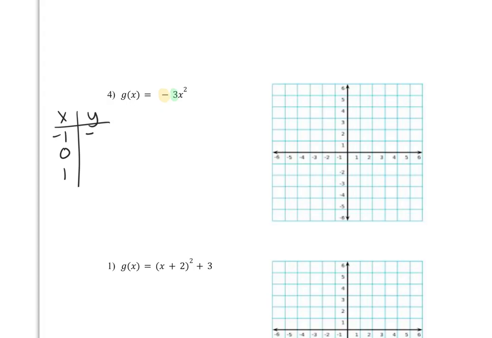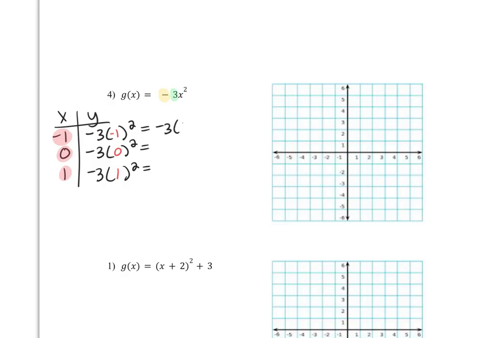So I have my negative sign. I have my 3, parentheses where my x is supposed to go. Have my -3, parentheses, squared. My x value is what we're putting inside those parentheses. So I have -1, I have 0, +1. Order of operations, make sure you do your power 2 first.